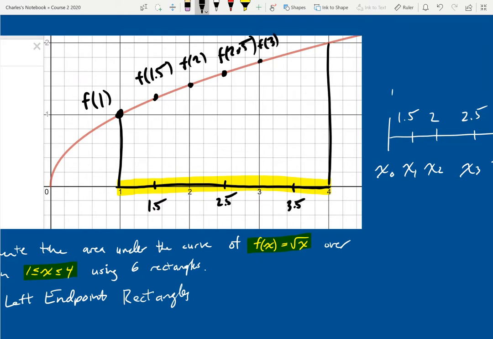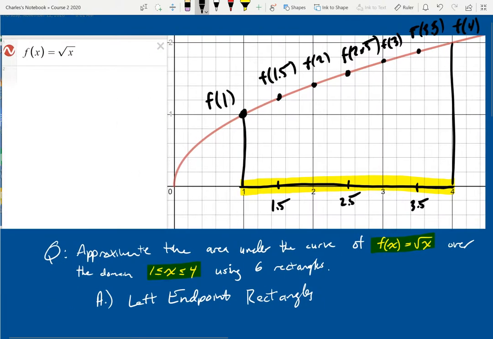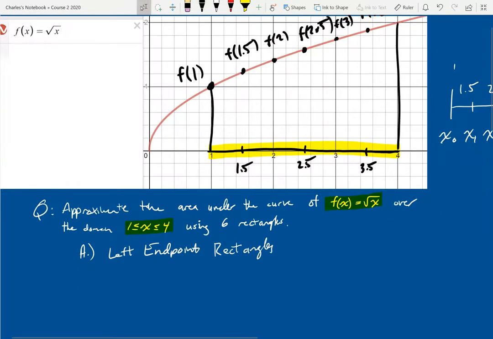f of 3, f of 3.5, and f of 4. So the first time I'm going to do it using left endpoint rectangles, okay?